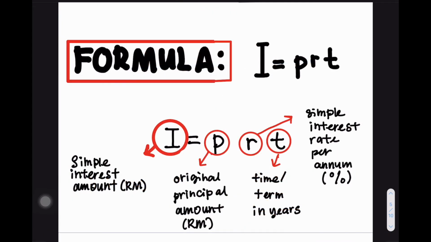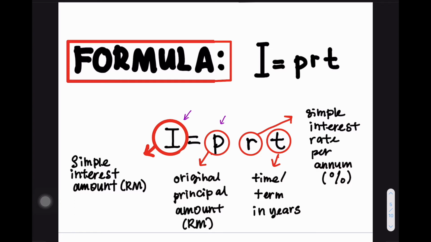Kita ada formula macam mana kita nak kira simple interest. So we have a formula to calculate simple interest, which is I equal to P times R times T. Okay, where I is the value of simple interest amount ataupun I ni adalah nilai interest, berapa amount of interest. P adalah original principal amount ataupun P ni kita boleh panggil dia sebagai capital ataupun face value. Okay, duit yang mula-mula kita pinjam ataupun kita laburkan.